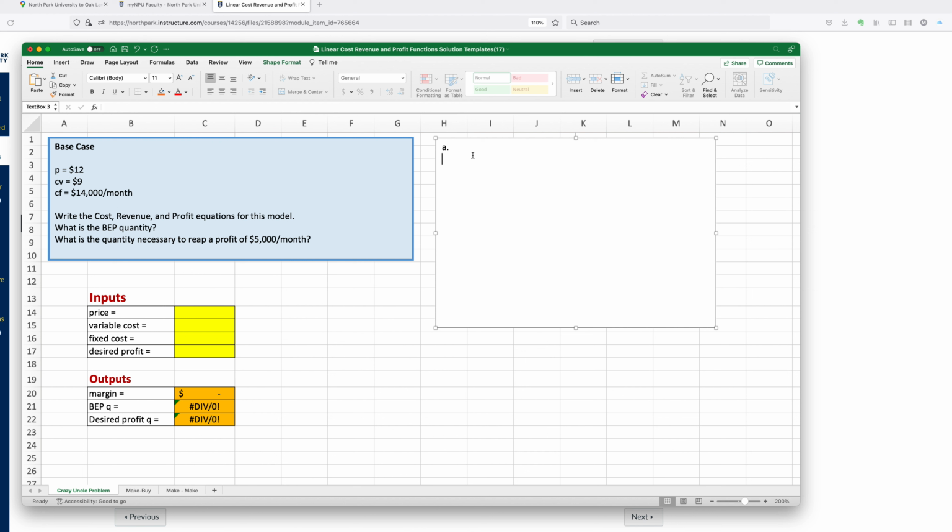What are the cost, revenue, and profit equations for this? Well, cost, C of Q, equals variable cost, which is 9, times Q, plus the fixed cost, which is 14,000.